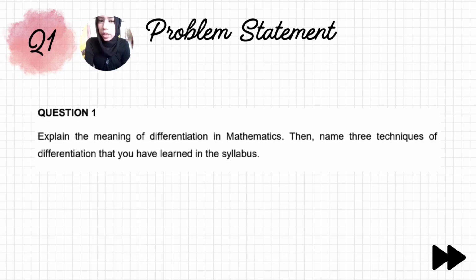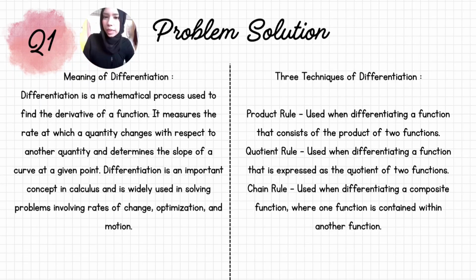Okay, so for question 1, I will explain the meaning of differentiation and 3 differentiation techniques that we have learned. Differentiation is a method in calculus that helps us understand how a quantity changes in relation to another quantity. In simple terms, it is used to find the rate of change of a function and the slope of a curve at a particular point. This concept is very important because it is widely used in fields such as science, engineering, economics, and optimization problems.